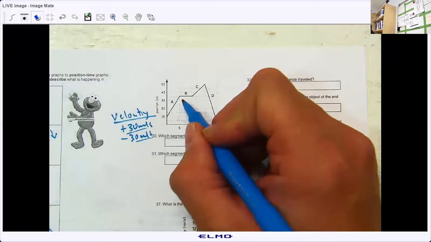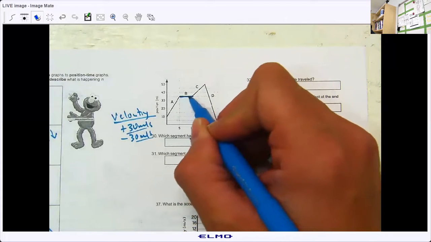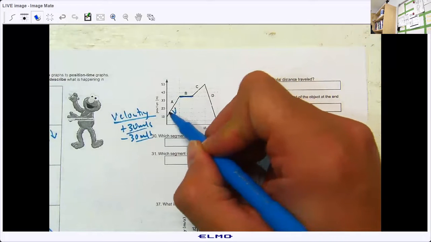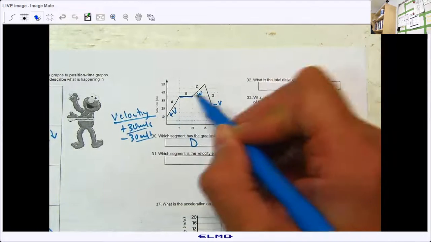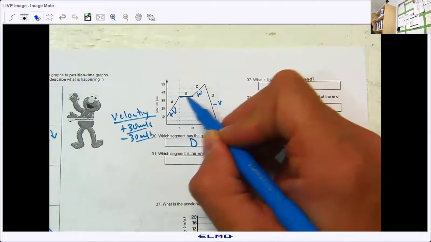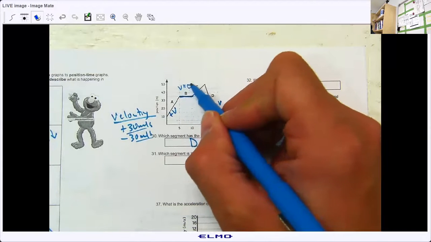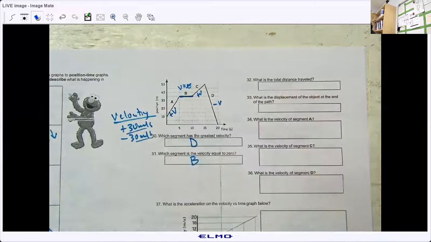Which segment has velocity equal to 0? That would be where your slope is 0, because it's a position time graph. So this shows positive velocity, negative velocity. And here, the slope of the line, because slope equals velocity in this one, velocity is going to end up being 0. So the one that shows 0 is B.